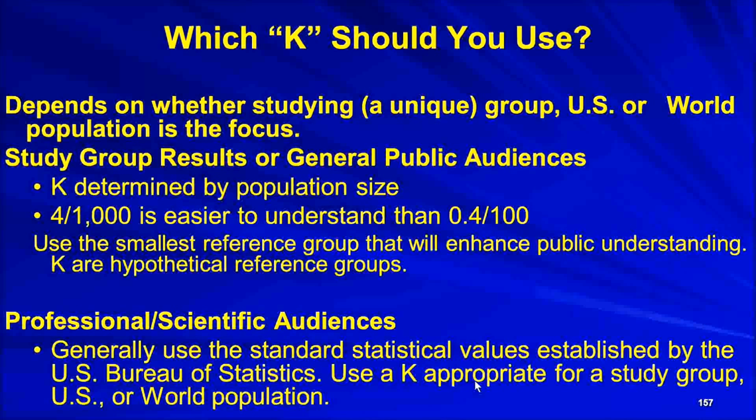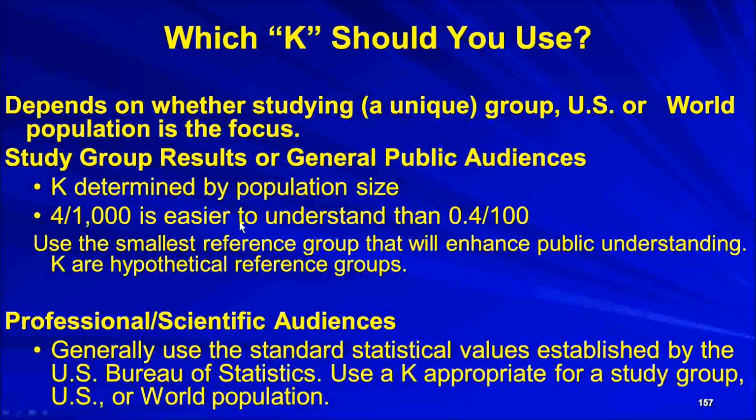For example, 4 per thousand is easier to understand than 0.4 per 100. Okay, now remember, these numbers, these Ks are hypothetical groups. These are hypothetical groups of 1,000 or a hypothetical group of 100. The reason why this 1,000 is preferred is because we can change this from 0.4 of a person. Because remember, we want to deal in whole integers if possible.